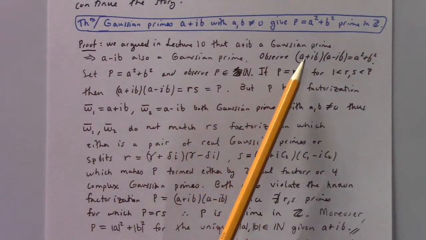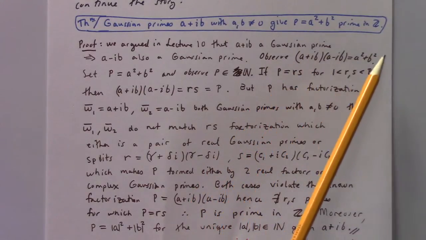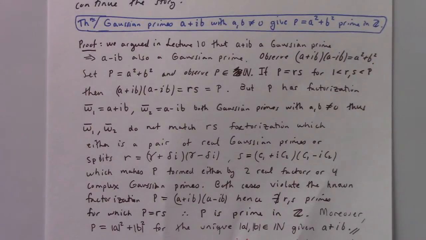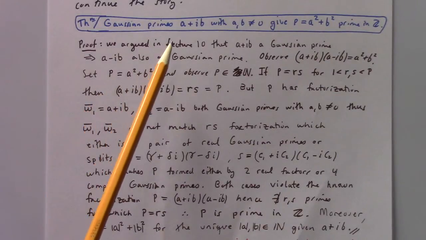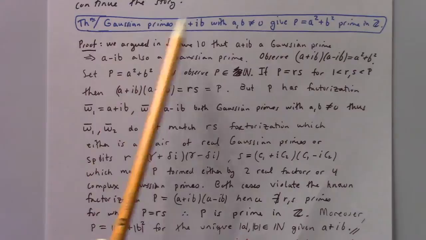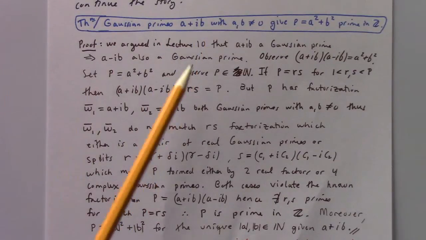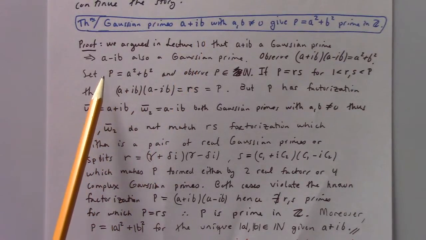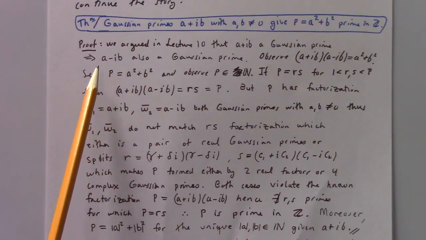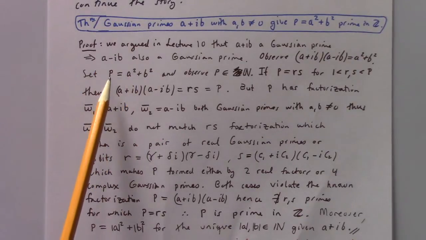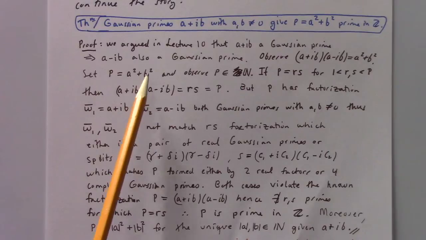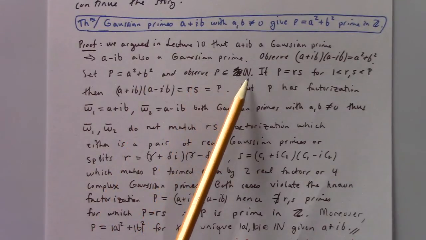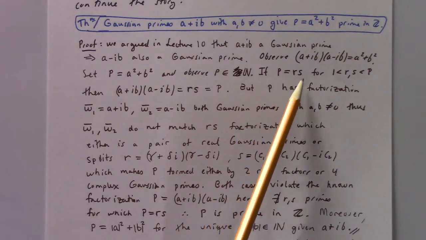Furthermore, you might notice that the product of a plus ib and its conjugate gives you a squared plus b squared. We're assuming that a plus ib is a Gaussian prime. With that said, we also get for free the conjugate Gaussian prime, and we can set p equal to a squared plus b squared. And we know that p is going to be an element of the natural numbers. Okay, so suppose that p actually could factor into r and s.